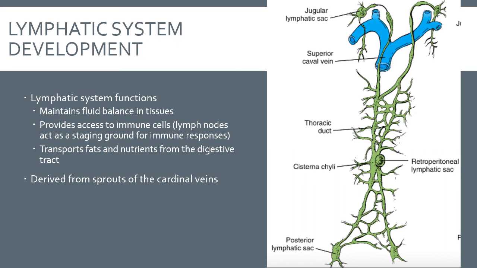Also, the lymphatic system has a role in transporting fats and nutrients from the digestive tract, so they do a little bit of that as well. But it's derived from sprouts of the cardinal veins, from the cardinal venous system, and that's why we highlight it here. We aren't going to spend a lot of time on the lymph system.